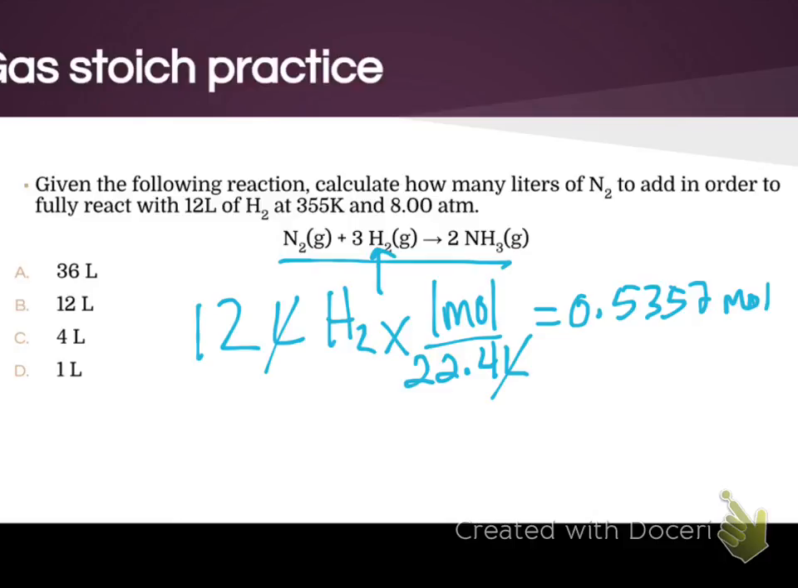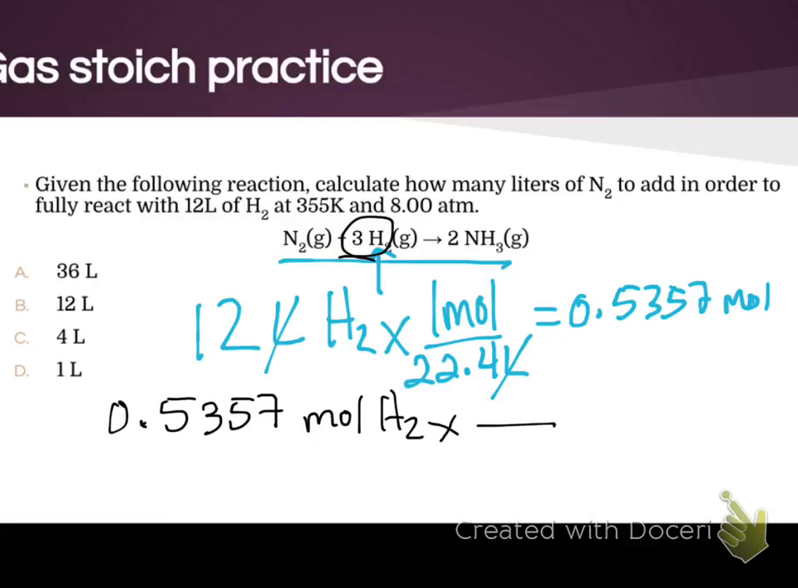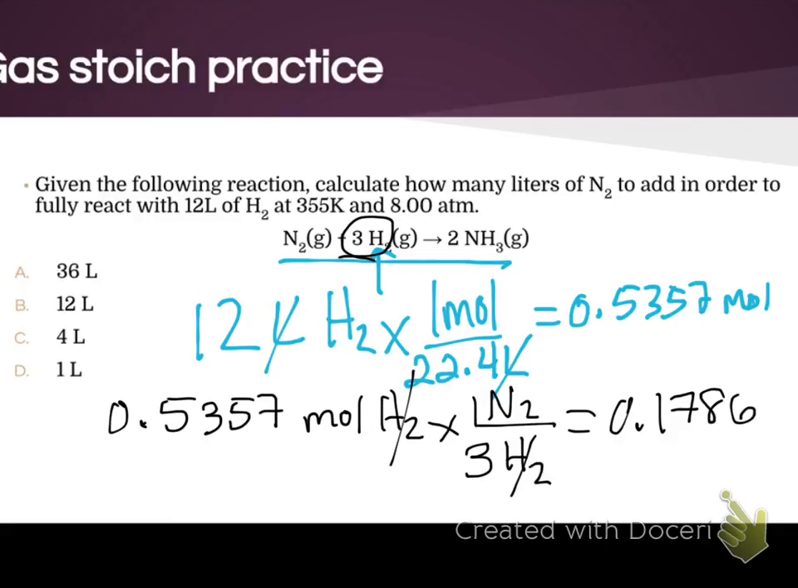So if I wanted to figure out how many moles of N2 to add, then I take that number. Oh, whoops, sorry, moles of H2 there. I want to convert it from H2 to N2, so I'm going to use the balanced reaction. Right, so I got to get rid of H2, so I'm putting that on the bottom. We've got 3 moles of H2 there, and 1 mole of N2. My H2 goes away, and so I'm going to go 0.5357 divided by 3, and we get 0.1785, which I'm going to write as 0.1786.